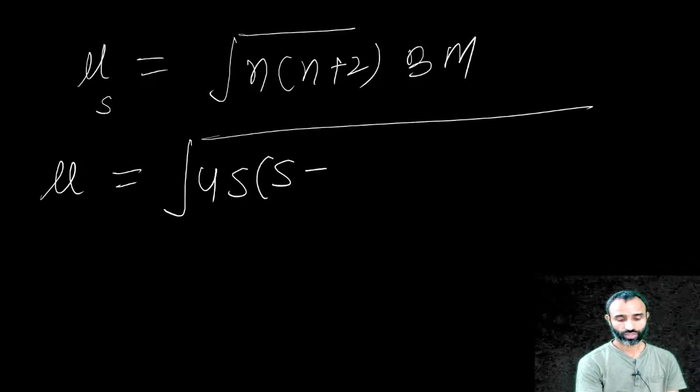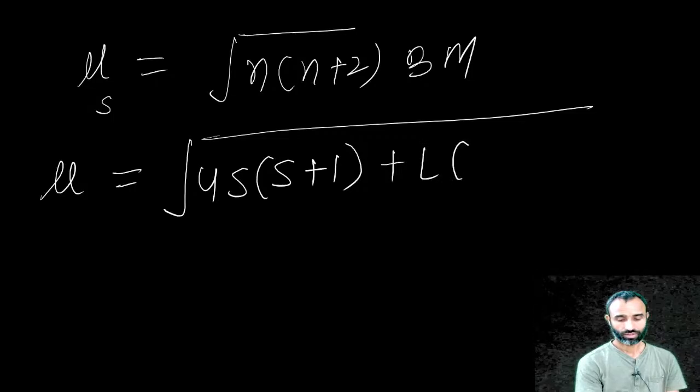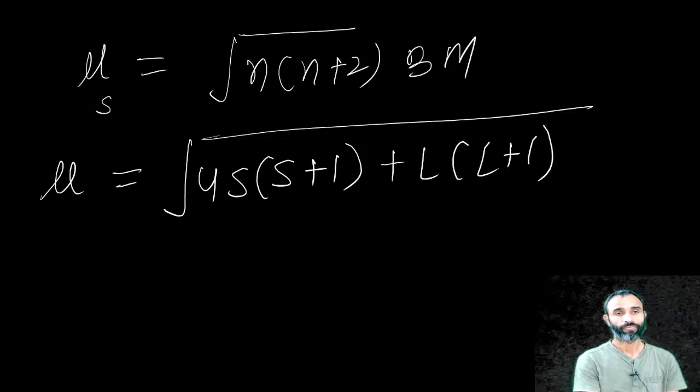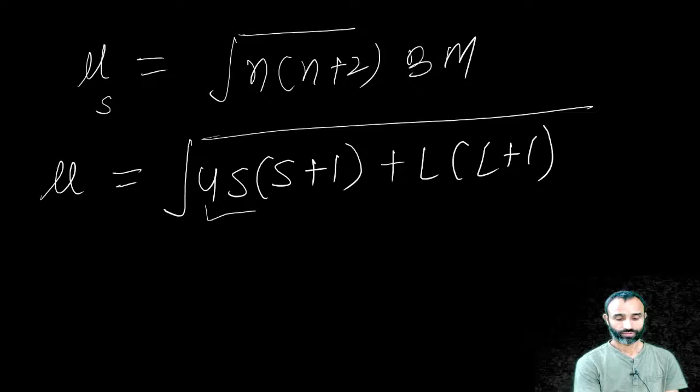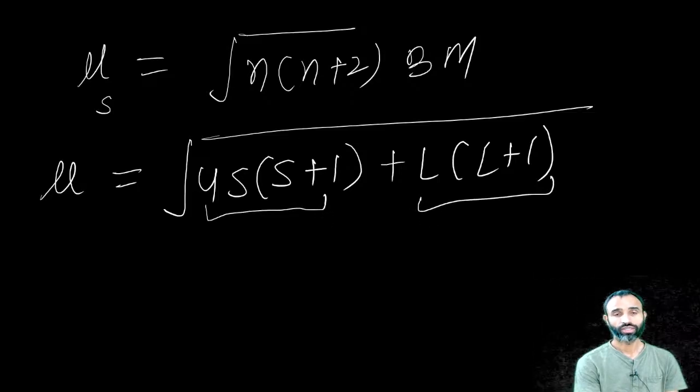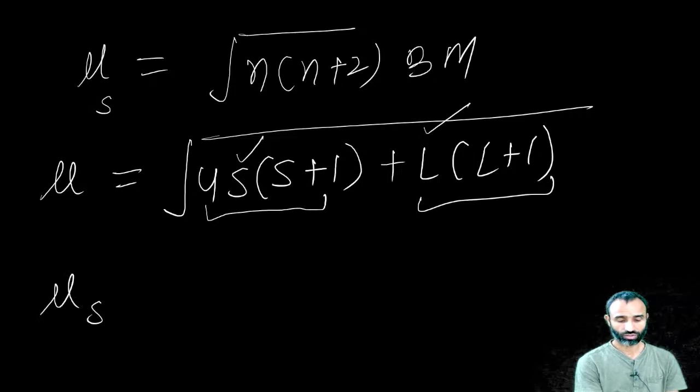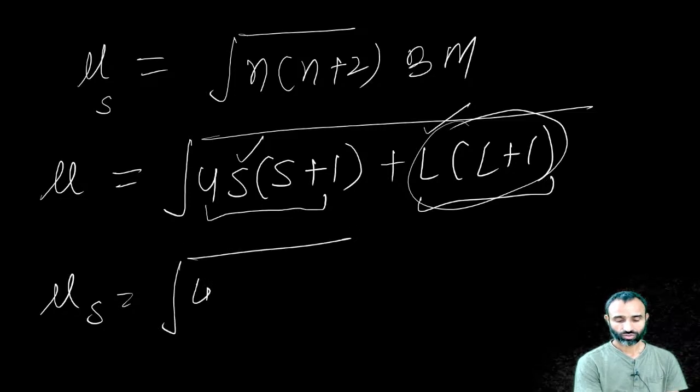Actual formula is this one. This is spin contribution, this is orbital contribution. Capital S is total spin, capital L is the total angular momentum, है ना? So actually we neglect this part because it is very, very less. So we take into account this one only.